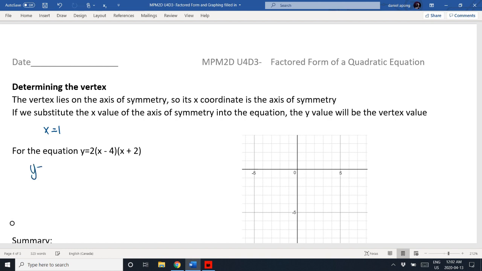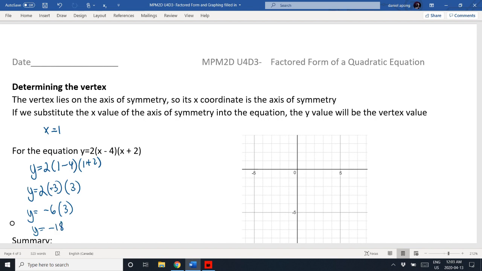So we have y is equal to 2, bracket 1 minus 4, bracket 1 plus 2. Again, using BADMES, we're going to calculate the brackets first. Y is equal to 2, bracket is going to be negative 3, sorry. And this is going to be 1 plus 2, which is going to be equal to 3. So let's go ahead and multiply. We have 2 times negative 3, which is negative 6 times 3. And then we have a y value. Negative 6 times 3 is negative 18.